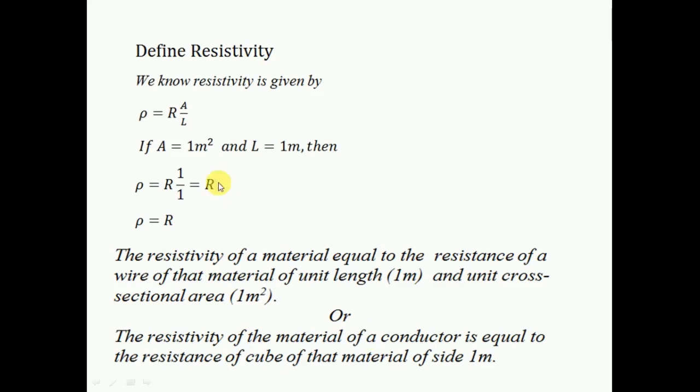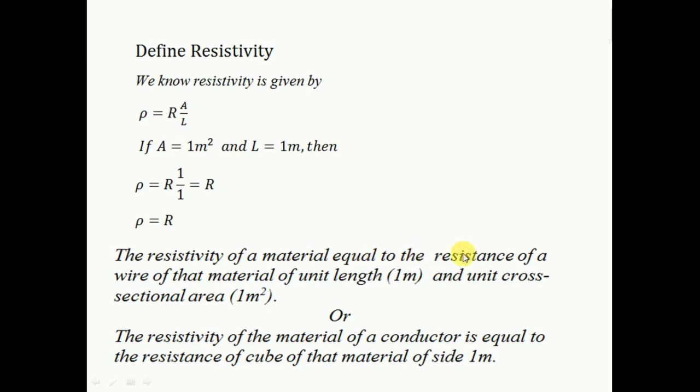Now let's define resistivity. In order to define resistivity, I have to take the formula. If you take the area A to be 1 meter square and length to be 1 meter, then you'll get rho is equal to R. Instead of A, I'm putting 1, and instead of L, I'm putting 1. So you'll get 1 by 1, that is 1, so rho is equal to R. So your resistivity is equal to resistance when you take a conductor of length 1 meter and area 1 meter square.